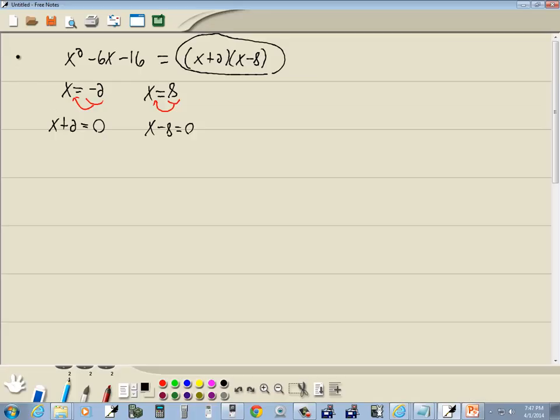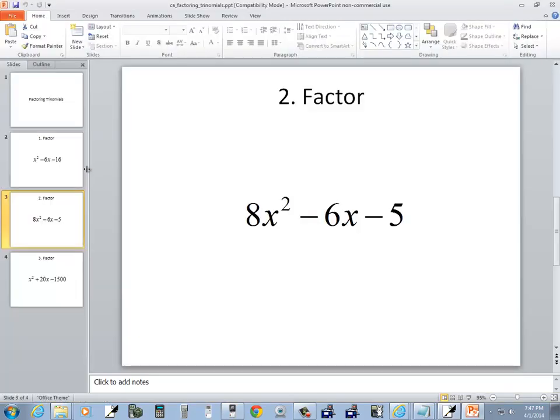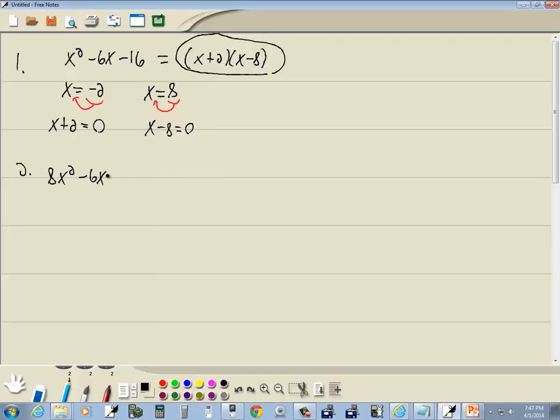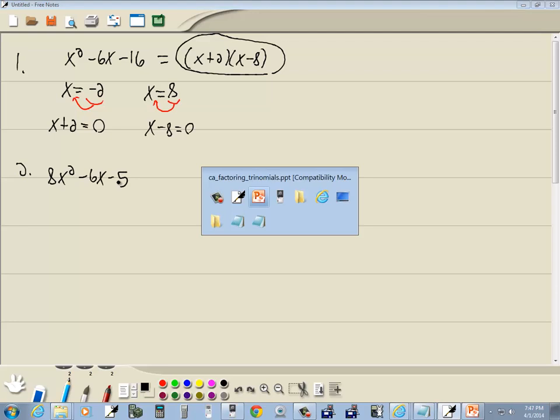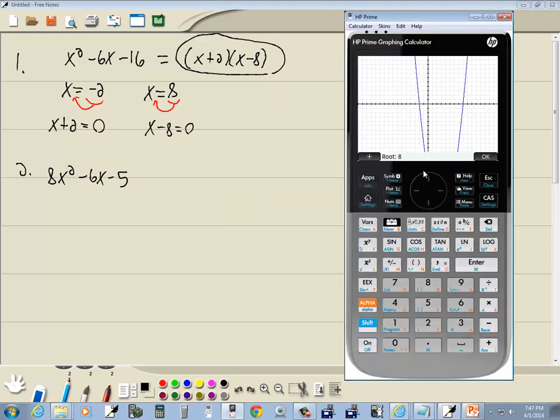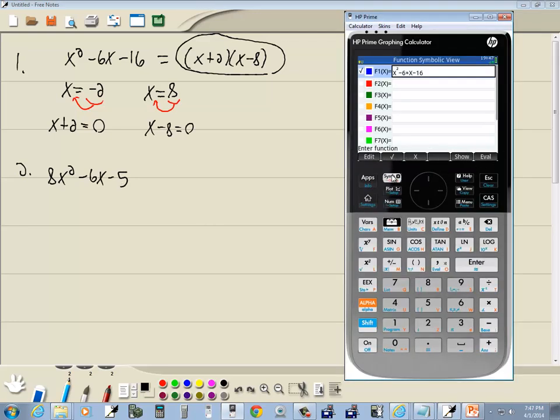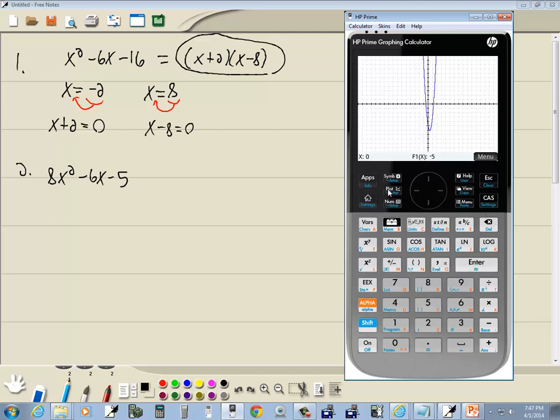And let's take a look at the next one. We've got 8x squared minus 6x minus 5. So let's go put this in. Click OK here, go to my symbol view, and do a backspace to wipe that out. I've got 8x squared, so 8, then my x key, x squared, minus 6x, minus 5, and press enter. Now press plot.